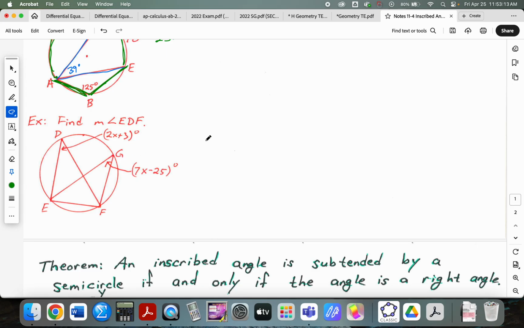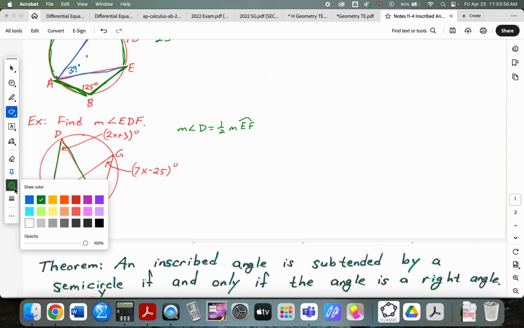Let's take a look at this example. We're trying to find the measure of angle EDF, and I know in terms of x, it's 2x plus 3, so I need to write an equation and solve for x. Well, the measure of angle D is half the measure of arc EF, because if we follow D out, it hits the circle here at E, and it hits the circle here at F. So it's half the measure of this arc. It's an inscribed angle. Its vertex is on the circle, and its sides are both chords.